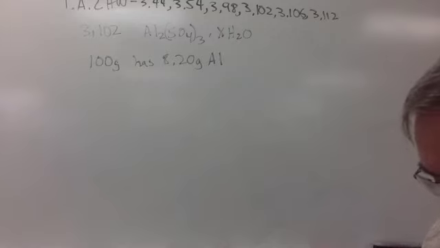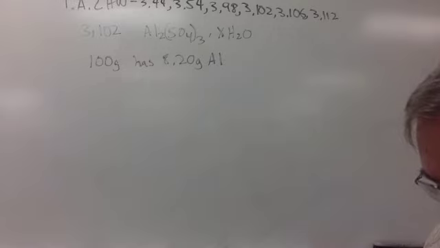The aluminum sulfate hydrate, Al2(SO4)3·XH2O. In other words, there's water packed into the crystal, into the ionic crystal. There's a certain number of water molecules for every mole of the compound. And it tells us that it contains 8.20% aluminum by mass. We are supposed to calculate X.